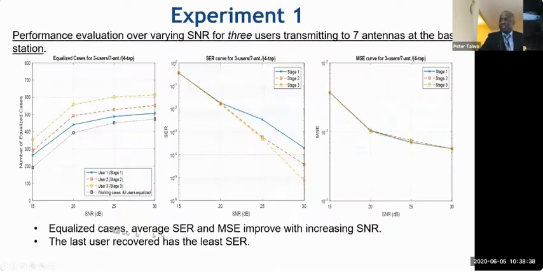So when we vary the SNR in order to examine the performance of the equalizer with the Rayleigh model, we found that, as expected, for equalized cases, average SCR and MSE improve with increasing SNR, but the last user has much worse SCR. The SCR is much lower than other users. And we also noticed that even though the equalized cases are increasing, we did not actually get all the 800 Monte Carlo runs that were done recovered.